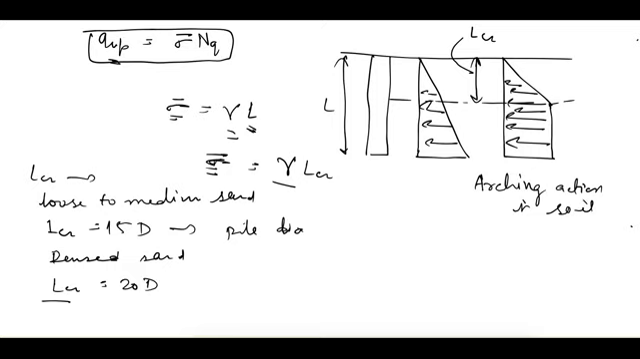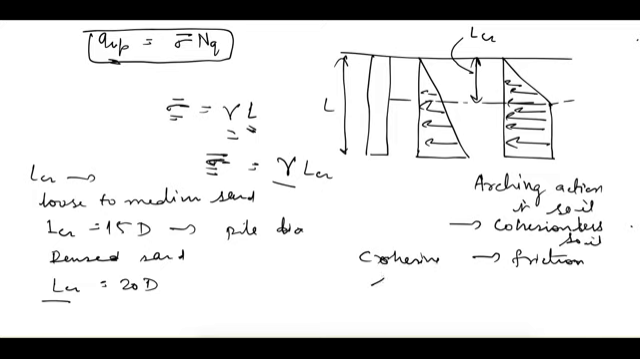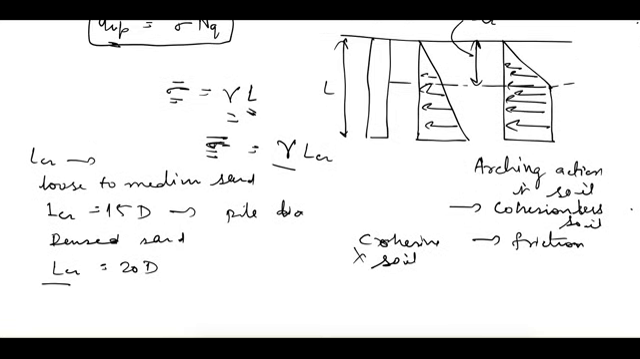So this arching phenomenon happens only in cohesionless soil, because it is related to friction or the frictional resistance. So it does not happen in cohesive soil. It will not happen in cohesive soil. Now what happens due to this arching action?